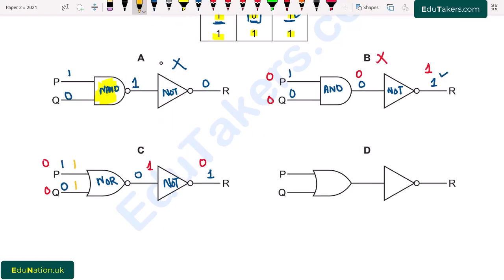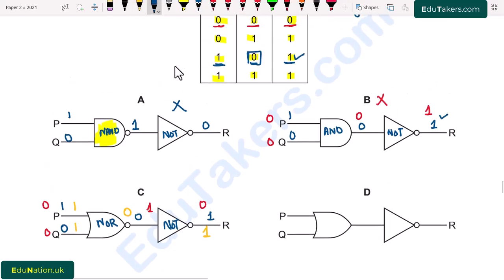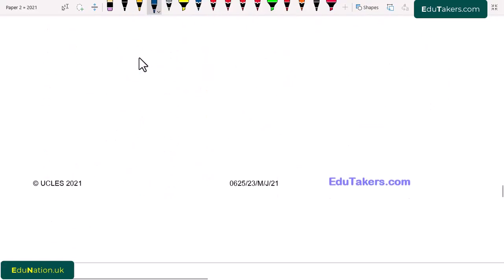So I write here 1 and 1. When both of these are combined by the NOR gate, it gives 0 output, and 0 changes into 1 by the application of NOT gate. So for the 1 1, here is 1. It means that C option is correct.